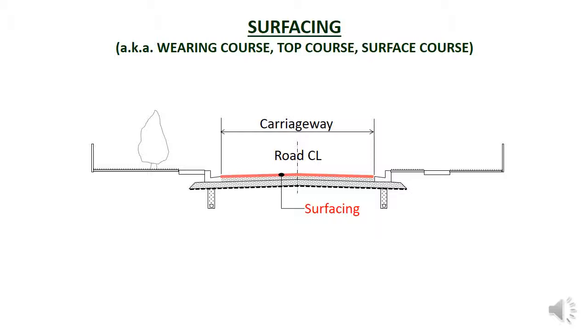The main surfacings used in New Zealand are chip seal and asphaltic concrete. There are variations and combinations of these two basic surfacings, which will be covered in the road pavement micro-credential. In this video, we'll just look at the two main surfacings. Some minor roads do not have surfacing and are known as unsealed roads.